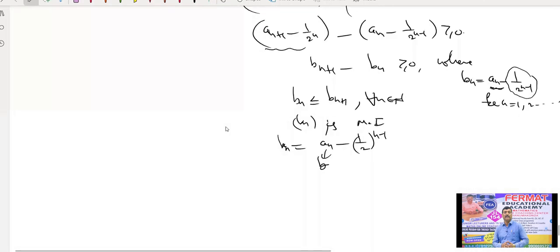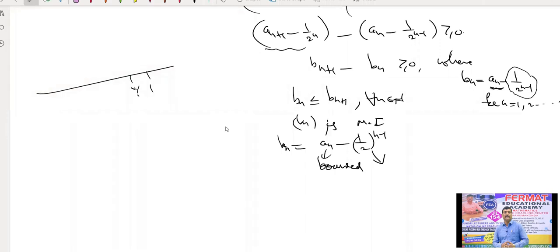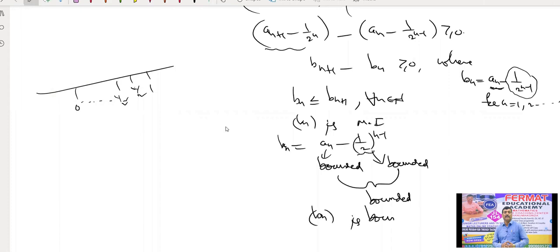And you know that 1 by 2 power n minus 1 is also bounded, because n equals 1 means 1, n equals 2 means 1 by 2, n equals 3 means 1 by 2 square, going on like this to 0. So this sequence is also a bounded sequence. Sum of bounded sequences is always bounded, as we have seen in basic arguments. So b_n is a bounded sequence. Therefore, b_n is increasing and bounded.